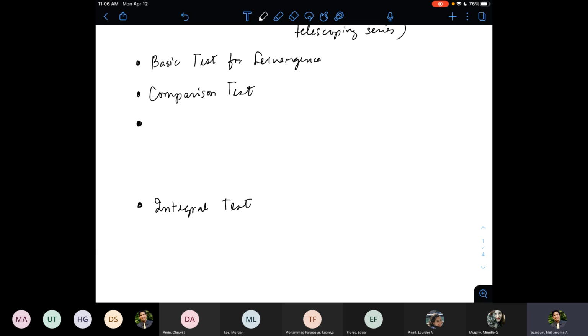What I do next after the comparison test, if the comparison test doesn't work, is I'll try the ratio or the root test. This is our topic for today.